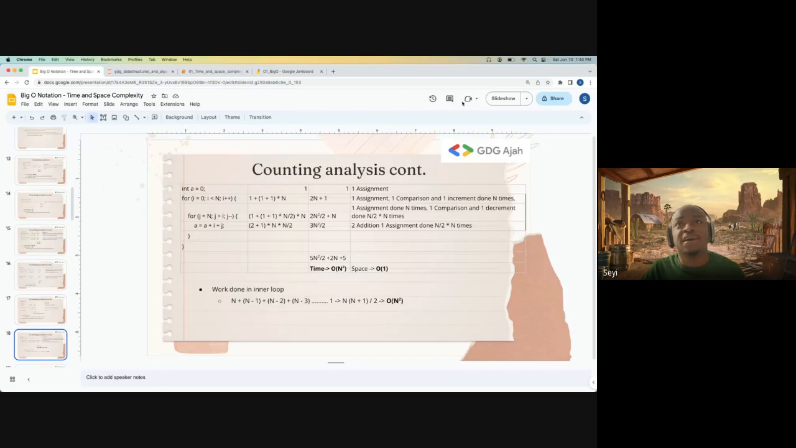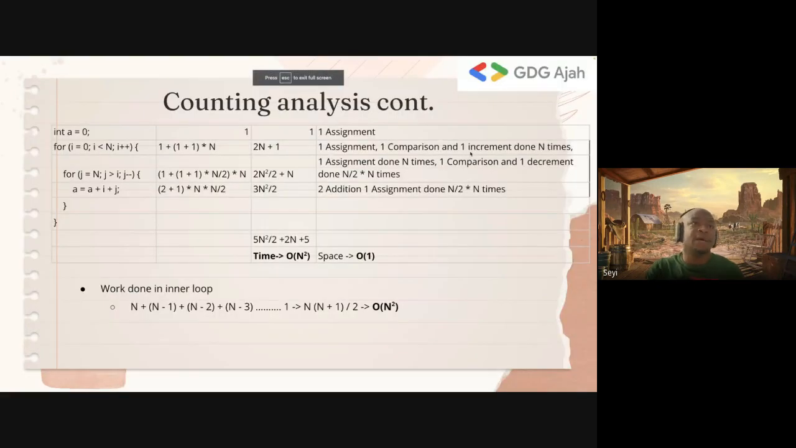So let's go back to what we have here. Essentially we have one assignment, one comparison and one increment done N times. And here we have one assignment done N times and a comparison and one decrement done N over 2 times N times. N over 2 for the inner loop, N times for the outer loop. Same thing here, we have two additions and one assignment done N over 2 times N times. Adding it up, we get O of N squared for our time complexity.